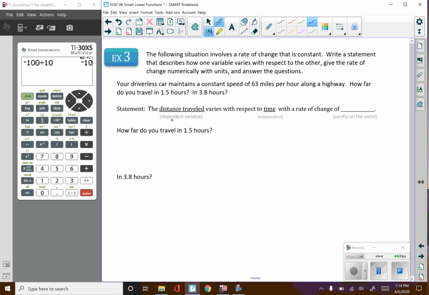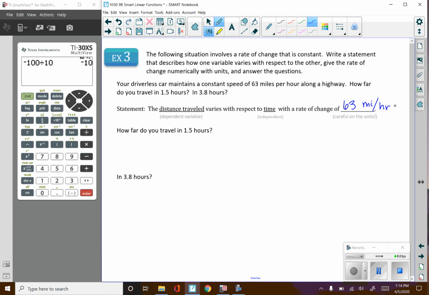So first you'll put the dependent variable. The distance traveled in this case is our dependent variable, varies with respect to time, the independent variable, with a rate of change of 63 miles per hour. And you will have to be choosing the units, I believe.